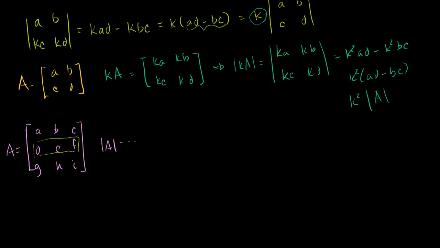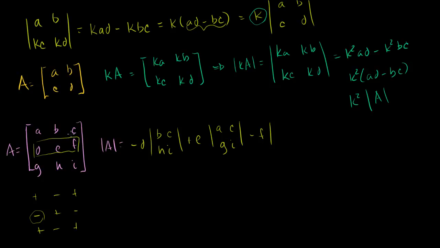So the determinant of A is going to be equal to, remember the plus minus pattern, right? Plus, minus, plus, minus, plus, minus, plus, minus, plus, that little checkerboard pattern. So D is a minus right there. So it's going to be equal to minus D times the determinant of its submatrix. So you cross out that column and that row. It's BCHI. And it's going to be plus E times its submatrix, ACGI. And there's going to be minus F times, you get rid of that row, that column, the determinant of DEGH. That's the determinant of this matrix A.